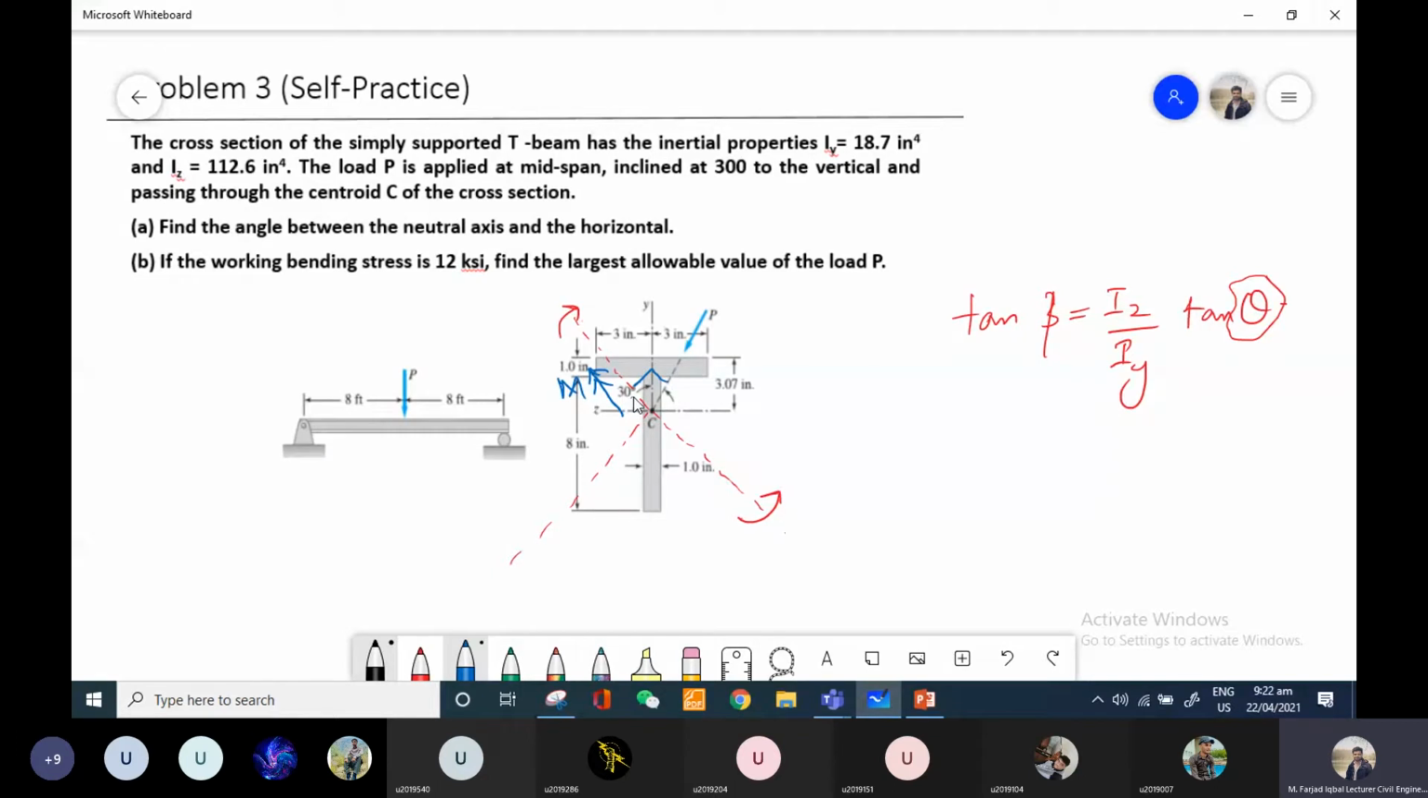What will be this angle? This one. 60. This angle will be 30 degree. Now if we look, this angle is clockwise with respect to the horizontal principal axis. So that means we have to substitute the positive 30 degree.